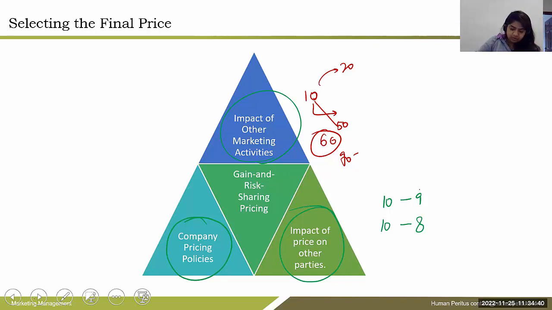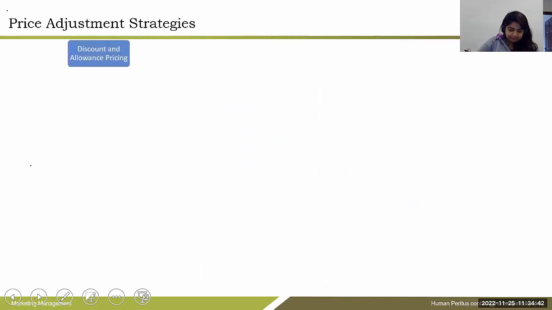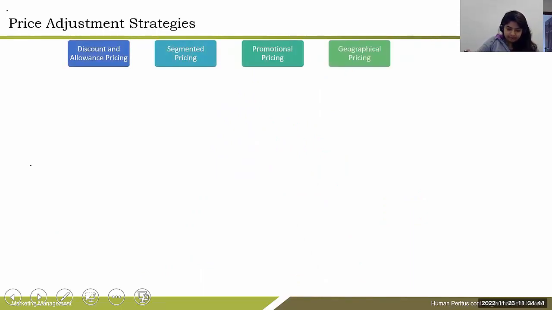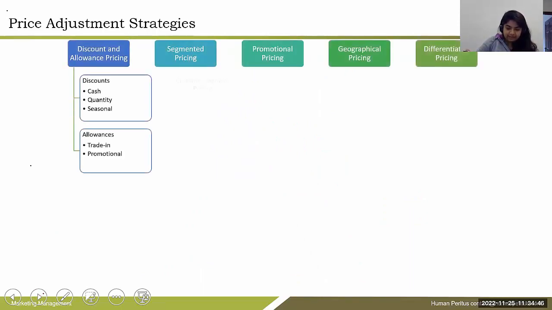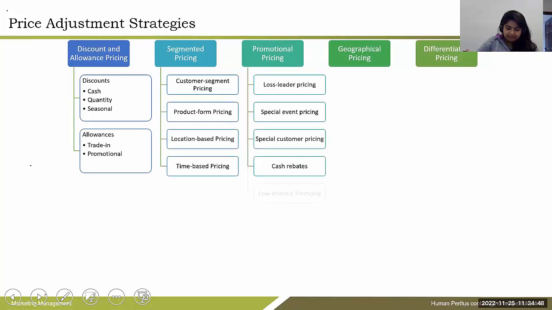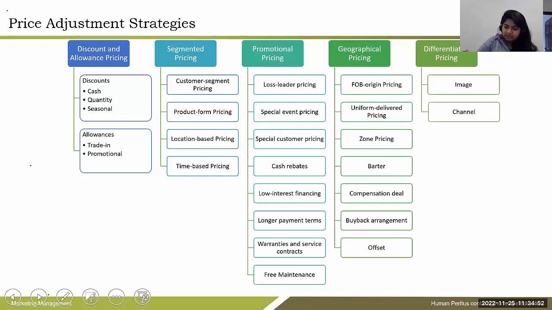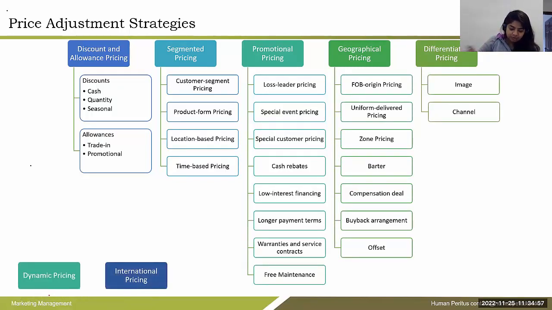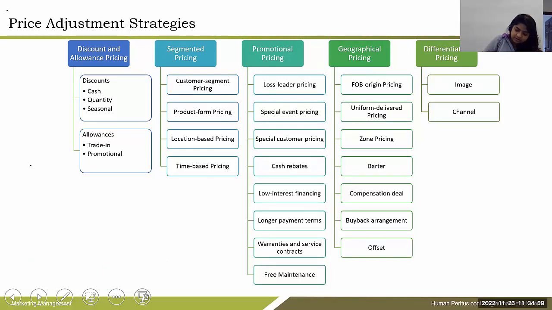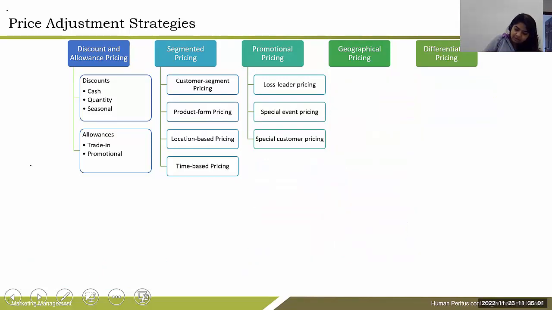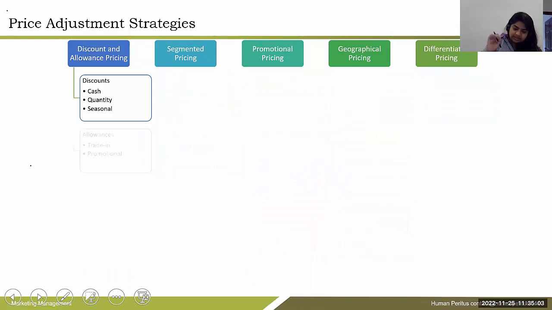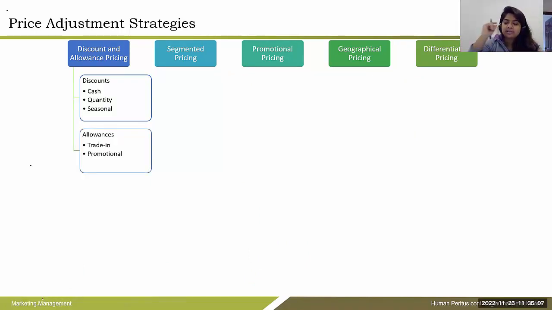Okay. All these things. Now, we have these price adjustment strategies, many of them, but we'll go one by one and they're very easy. We learn through examples. Okay, let's just do the similar stage. We'll only do one by one and then we'll go forward. These are all adjustment strategies. How can you adjust the prices?